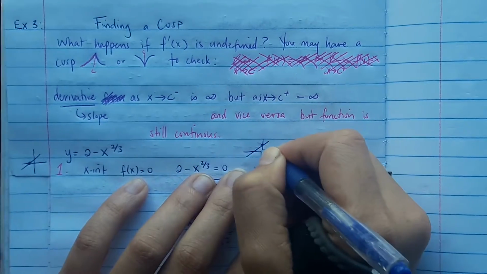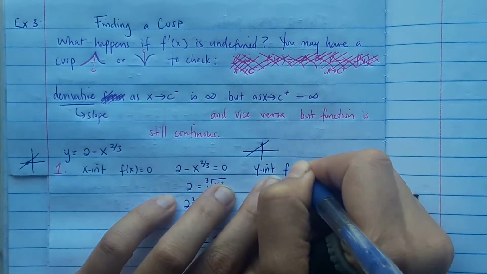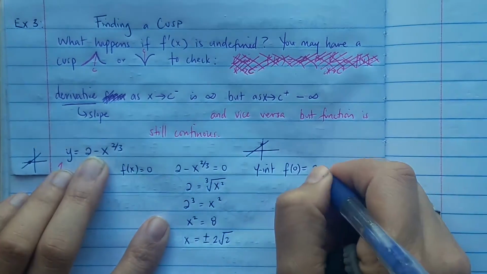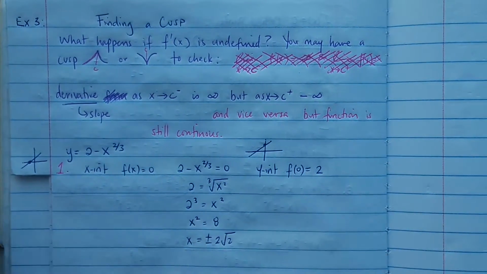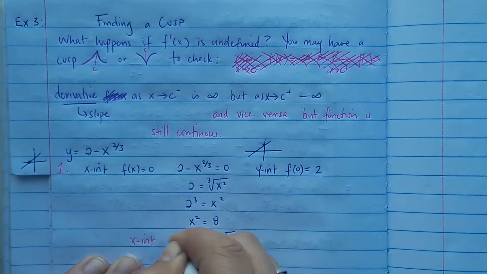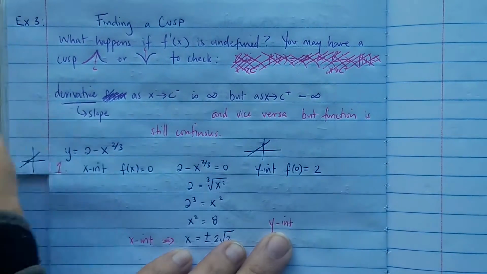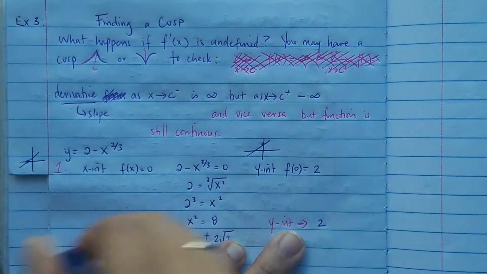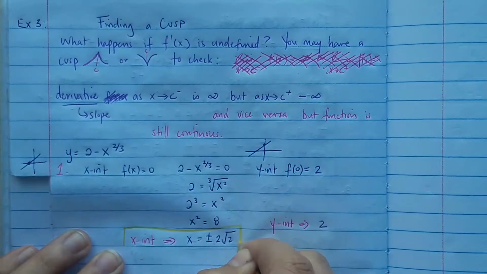The y-intercept is where x is equal to 0. So everywhere you see an x, put it equal to 0. So this is going to be 2 minus 0 raised to anything, which is 0. So 2 is your y-intercept. Again, put a box around it, color it, just so that you can find the information when it comes time to get it.